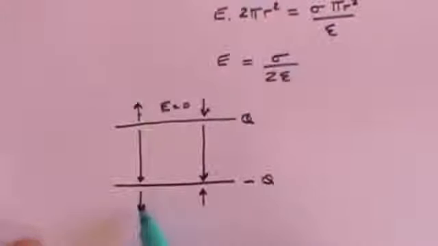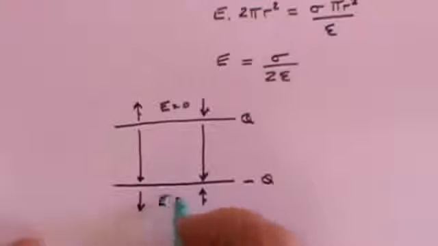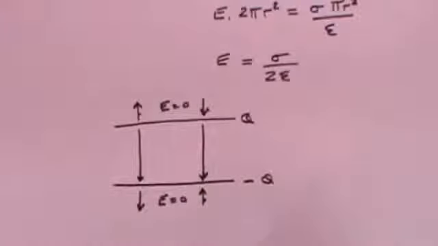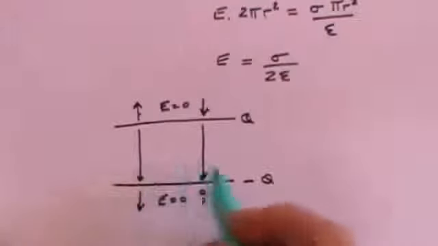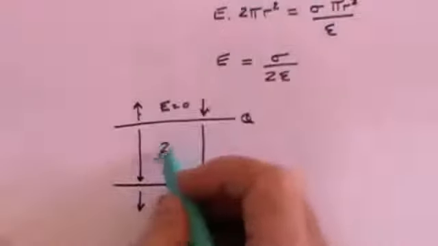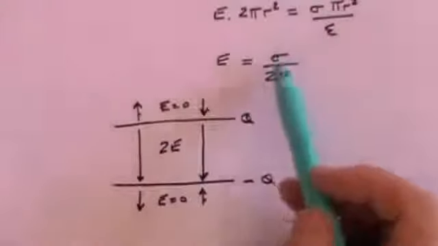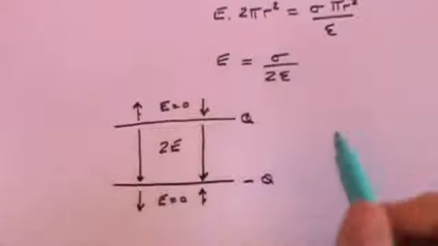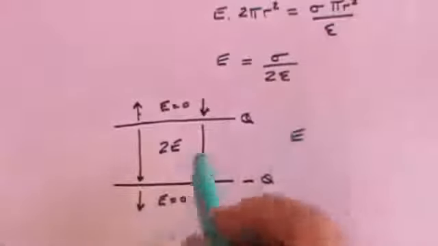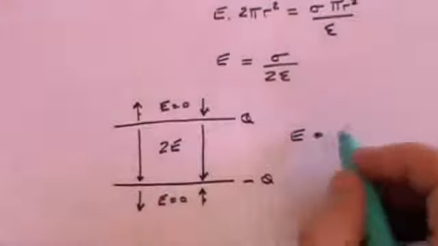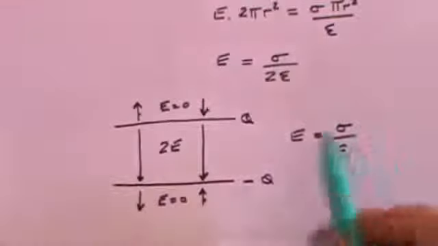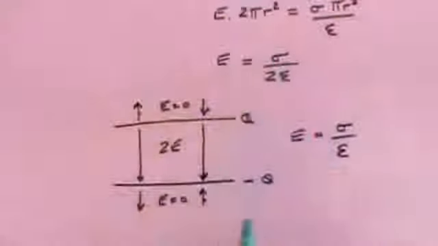Similarly, underneath the two plates, this is going in this direction, this is going in the other direction. The consequence is that the E field will be 0 outside at the bottom. But inside the plates, you've got two E fields both pulling in the same direction. And since E is sigma over 2 epsilon, that means that the total field inside the plates will be equal to sigma over epsilon, just double this value here.